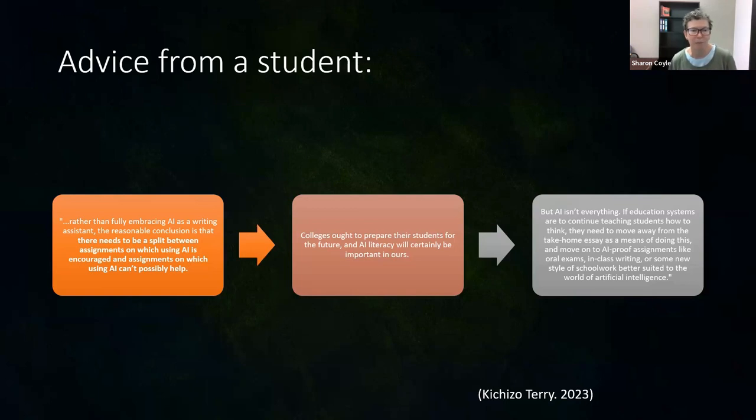So colleges ought to prepare their students for the future, and AI literacy will certainly be important in our students' futures. But AI isn't everything, and if education systems are to continue teaching students how to think, they need to move away from the take-home essay as a means of doing this and move on to AI-proof assignments like oral exams, in-class writing, or some new style of schoolwork better suited to the world of artificial intelligence. I wish I knew exactly what that was. I don't, but I'm starting to get an idea.